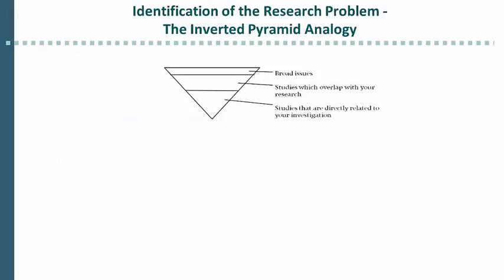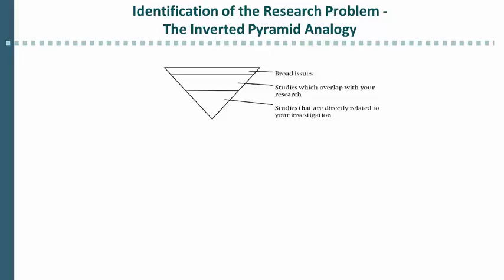A way to arrive at your research problem is using the inverted pyramid analogy. In your literature review, you would start with broad issues, then narrow down to studies which overlap with your research, and further down to studies that are directly related to your investigation. The broad issues, for example, in a study about reward values and their impact on performance at work, you could start with broad issues to do with human agency in organizations. So quite broad, little bit related, but still very, very wide.